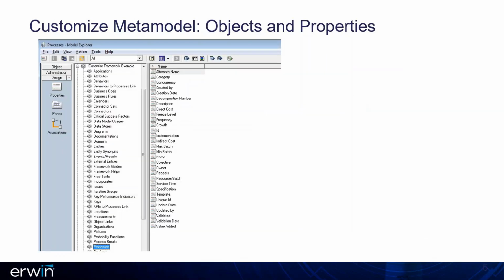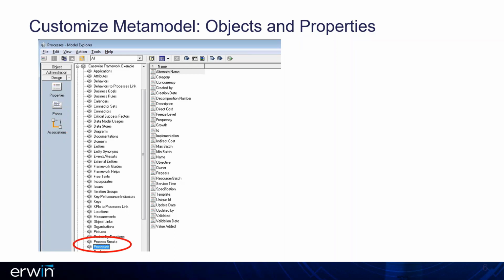Now, to customize the Metamodel, we would go into Model Explorer, and it's done in the design view. There are three views in Model Explorer: object, administration, and design, and this is done in the design view. In the design view, you have your properties, panes, and associations. If you recall from the previous screens, a property is the detail of an object, a pane is a tab that it lives on, and an association is a relationship. So today we're looking at objects and their properties.